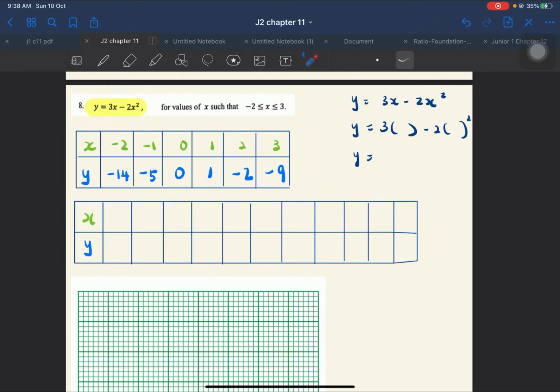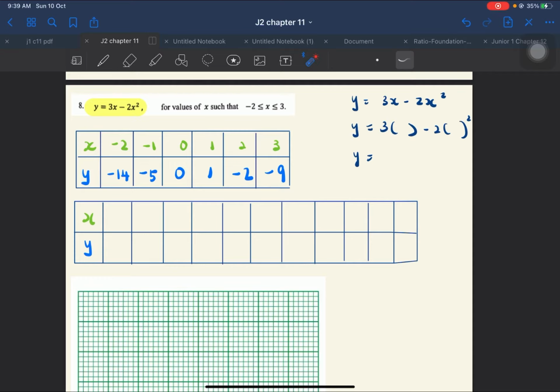Now let's look at question 8. You have the quadratic equation y equals 3x minus 2x squared. Over here it is negative 2x squared, which means your graph is going to open downward. They do provide you with a range of x: x must be greater than or equal to negative 2, but smaller than or equal to 3. So your x value will be between negative 2 and 3. Substitute all these values into your equation, and you will get your y values.